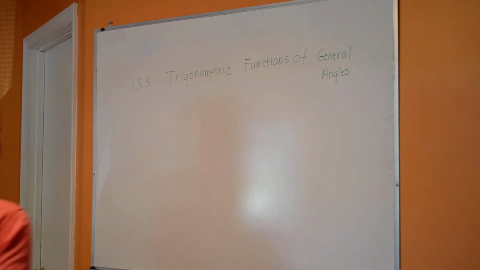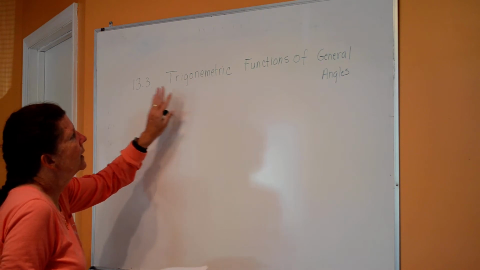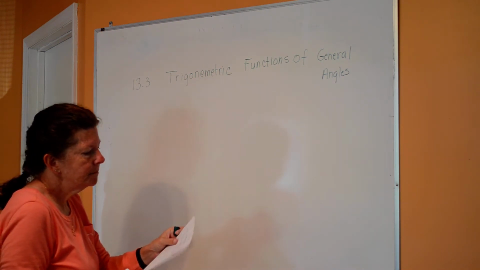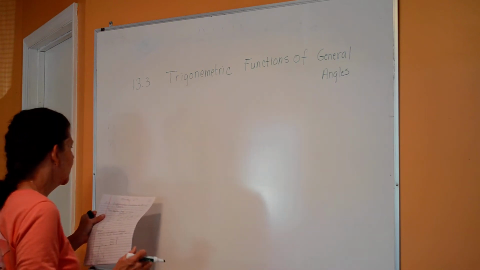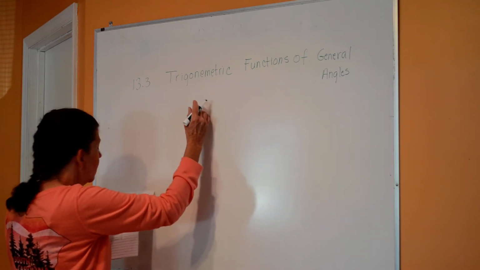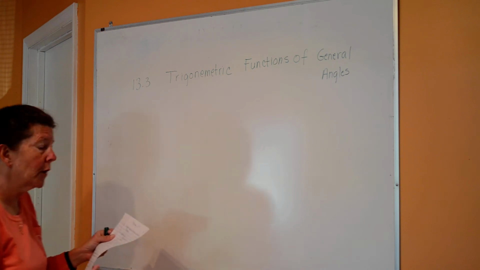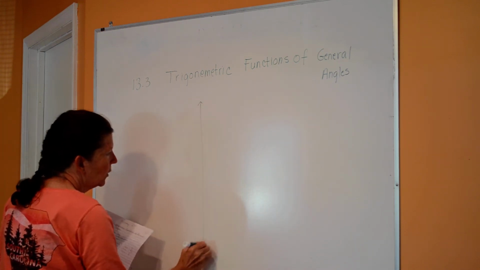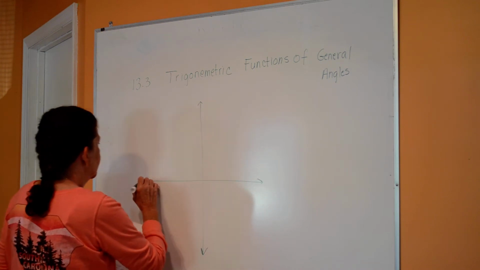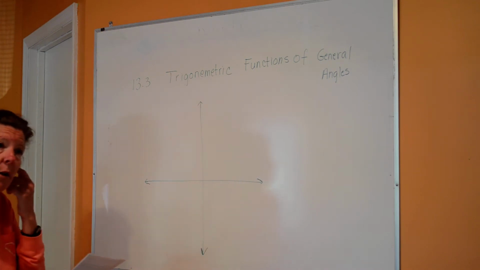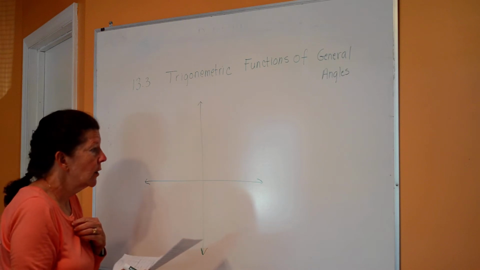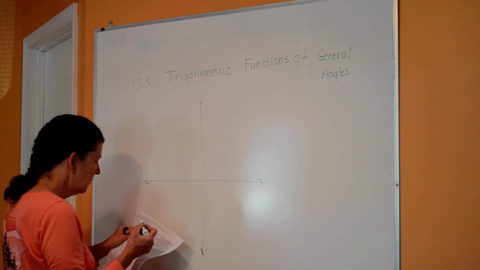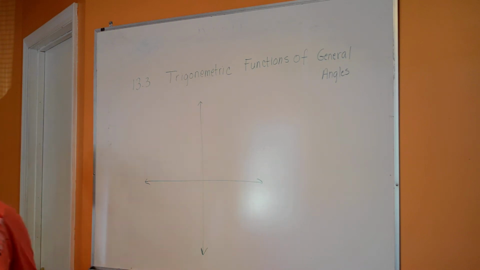Today we're going to talk about section 13.3, trigonometric functions of general angles. Basically we're going to put together trig, the coordinate plane and your angles. So let's say I have a coordinate plane right here. Now if you remember right, we have sine, cosine, tangent, cosecant, secant, and cotangent. We're going to use those in reference to our coordinate plane.